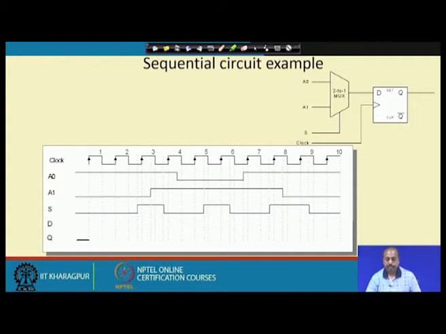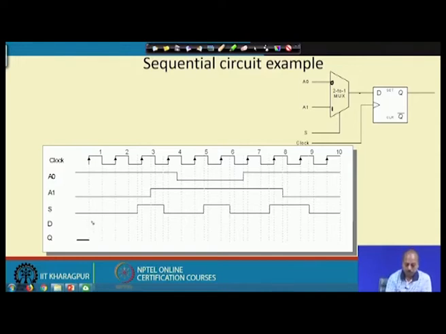So, here is another exercise that asks how this circuit will behave. Now, for that matter, you can do it like this. First of all, you can try to get what is the value of D here. So, your S signal is low here. Let us say this is 0 and this is 1. So, when S is low, A 0 is selected, when S is 1, A 1 is selected.